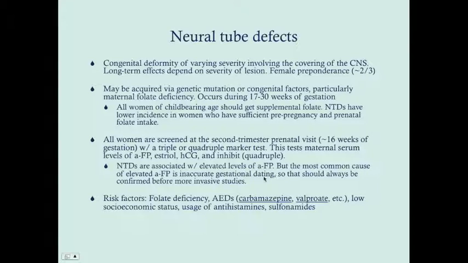So if the mother comes back with an elevated alpha-fetoprotein, yes, we are concerned about neural tube defects, but what we want to do is make sure we have an accurate gestational date before we do any more invasive studies. Risk factors for neural tube defects, as mentioned, include folate deficiency. Another big one is anti-epileptic drugs, because those can interfere with folate metabolism. And that includes drugs like carbamazepine and valproate.